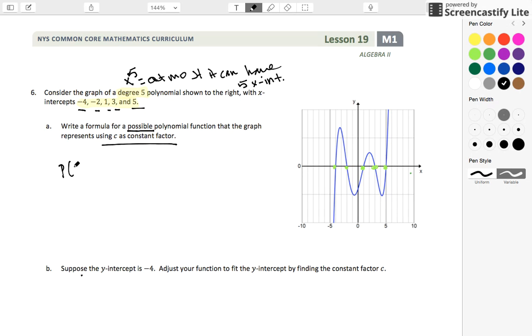So we have P of x. P of x is just some polynomial function, is equal to c times the factors of our zeros. So since x equals -4, the factor of that is going to be x plus 4. And then x equals -2, the factor of that is going to be x plus 2, and then so on. So we have x minus 1, and then for 3, we have x minus 3, and then for 5, we have x minus 5. Great. So that is what we can do so far.